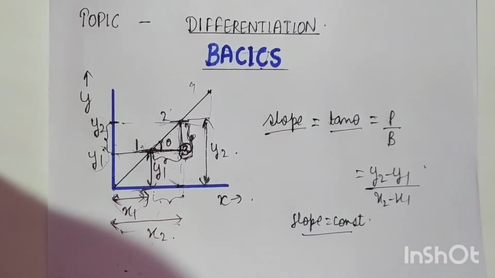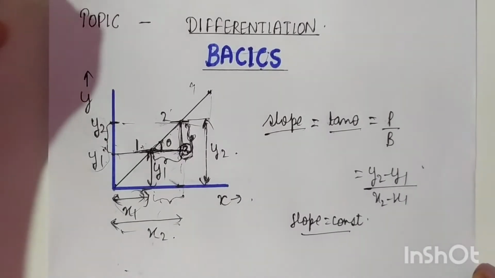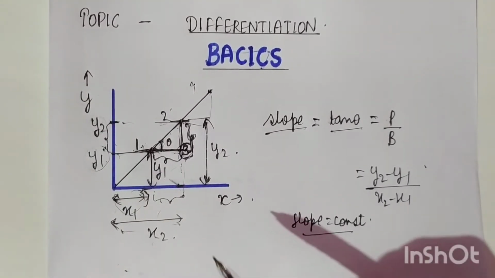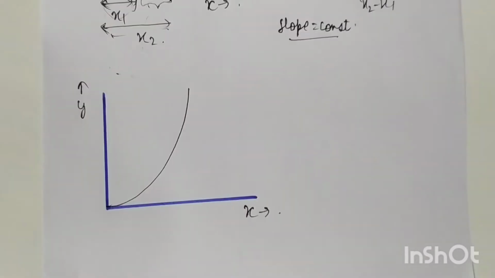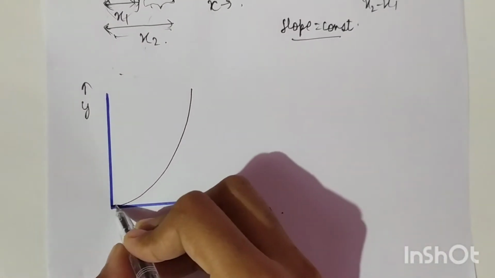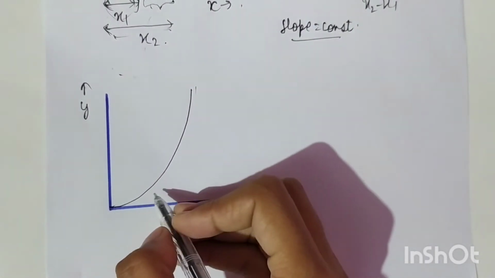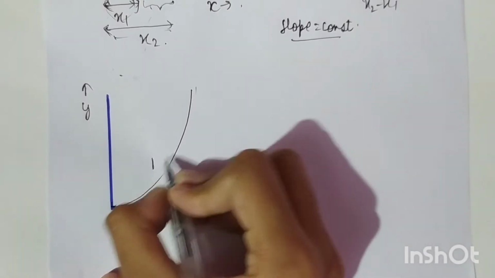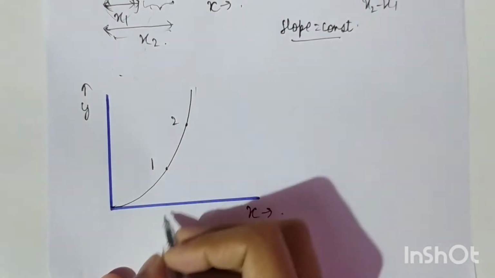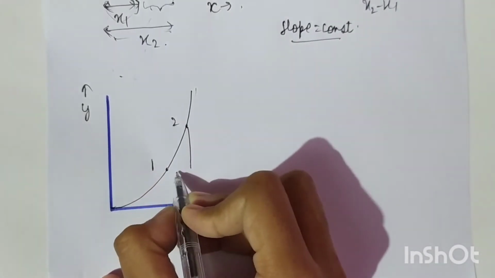But in this case we had a line. Now if we want to find the slope of a curve, see, we are given a curve like this, and we want to find out the slope of this curve. First of all, let us assume in the same way this is point 1 and this is point 2, and we want to find the slope between these 2 points. So the same way we will follow the procedure.